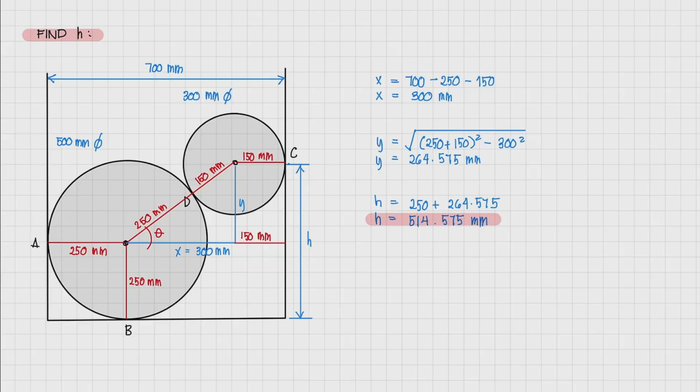So, solving for theta, we're going to use cosine. So, that would be 300 all over 150 plus 150, the hypotenuse. So, our theta now is equal to 41.41 degrees. So, yeah, that's our final answer, that's the theta for this problem.